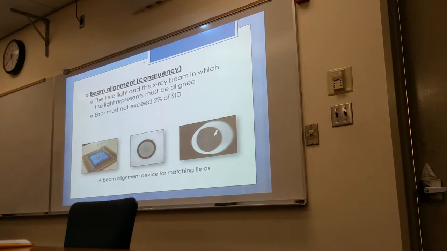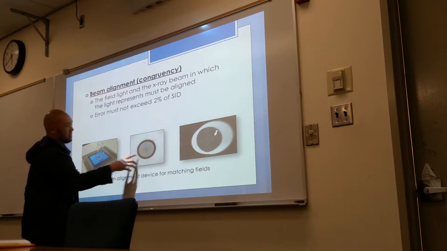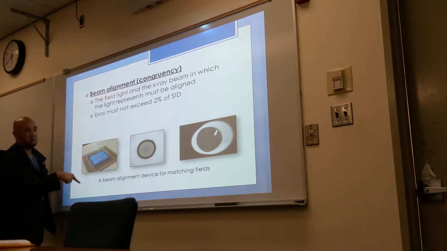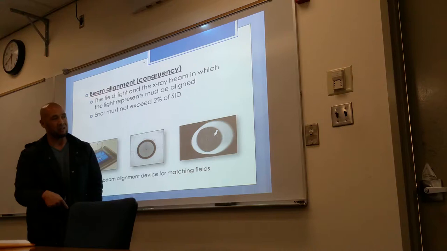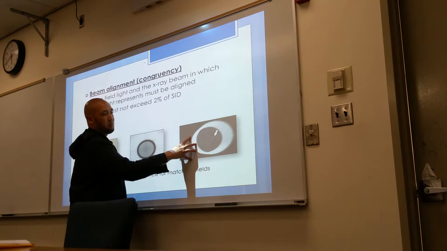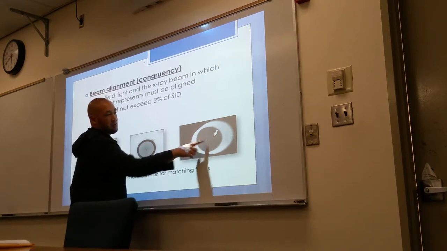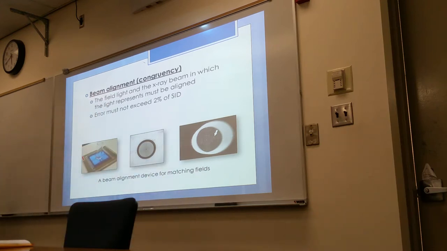Here we have a beam alignment device. We take an X-ray of that, and the exposure should fall within the circular tool that you use. Here's one in which it isn't aligned. You see where the exposure is in comparison to the tool. You can also see where the BB markers are. This BB should be over here, so that's not properly aligned. Again, what's the issue with that? Anatomical cutoff. You may also be exposing parts of the body that you didn't intend to expose.